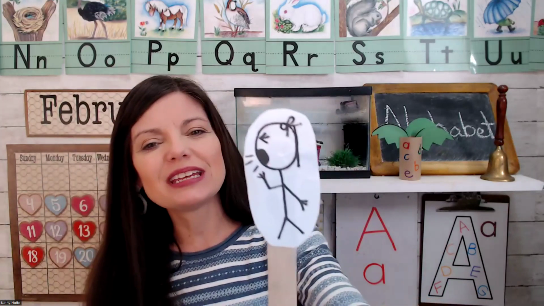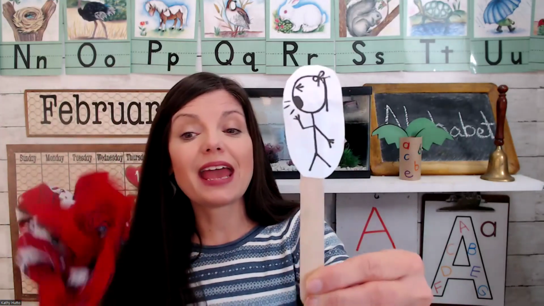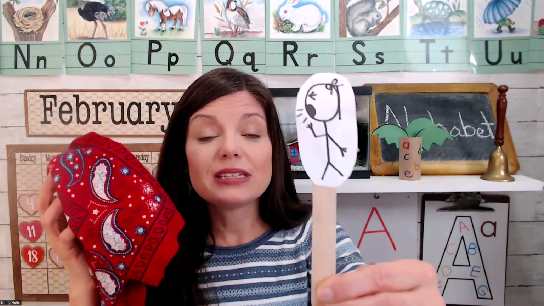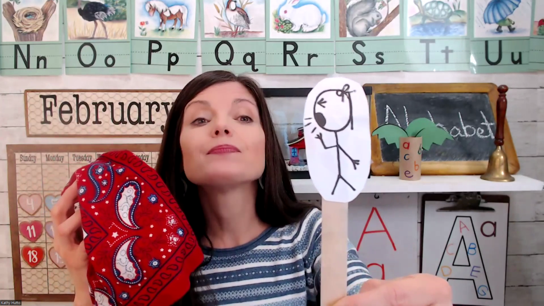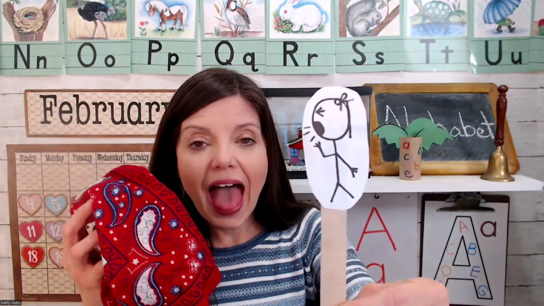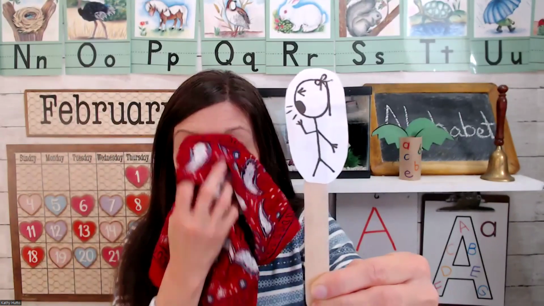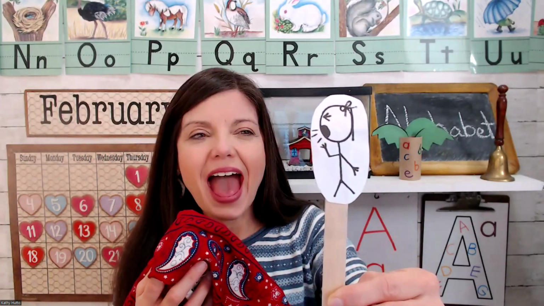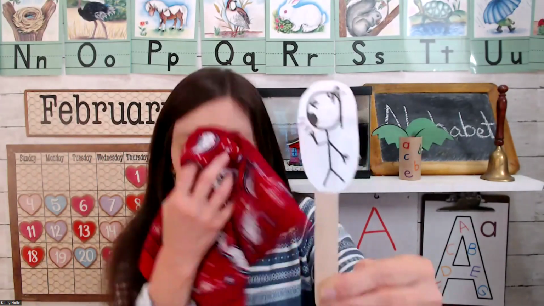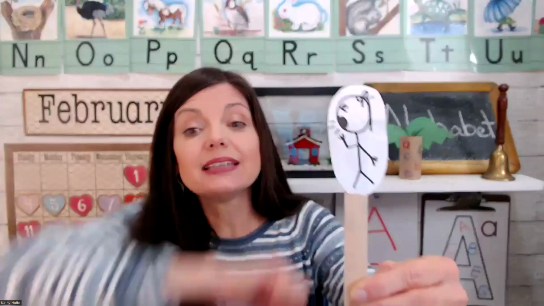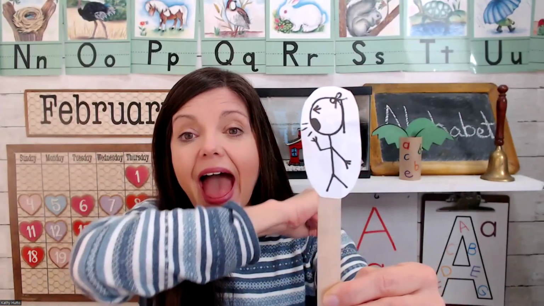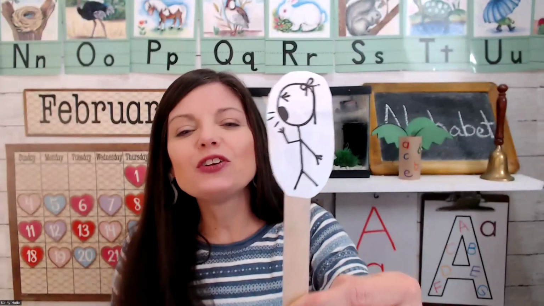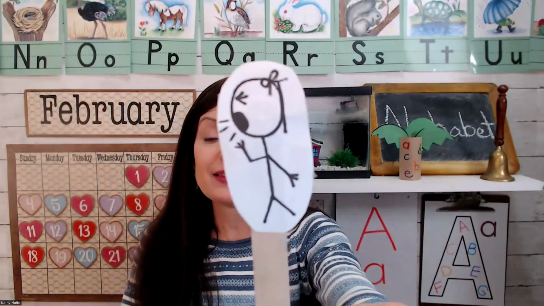And here she is. This is my friend A. My friend A needs to sneeze. She says, ah, ah, ah, achoo. Can you pretend to sneeze in your elbow? Ah, ah, ah, achoo.